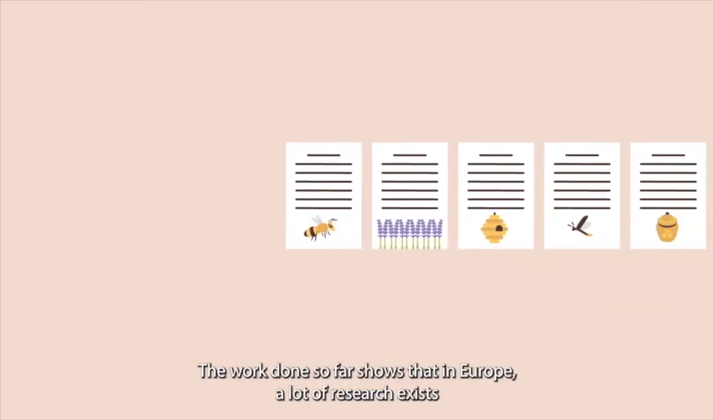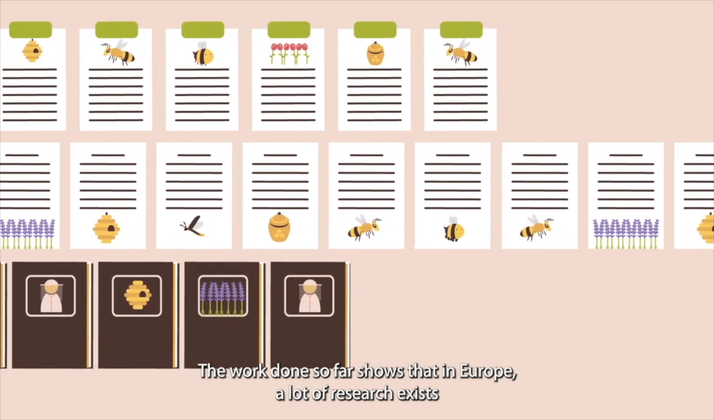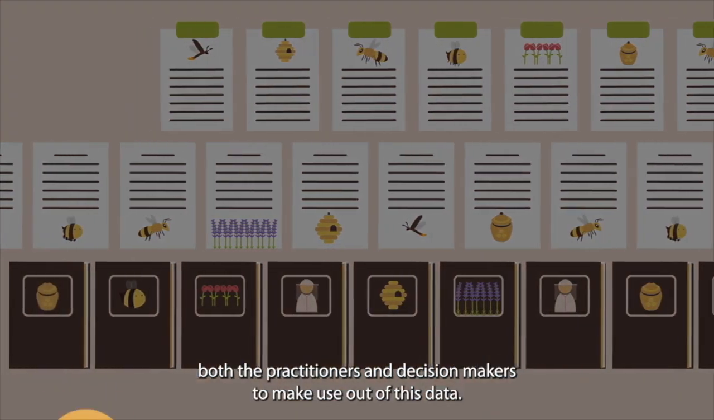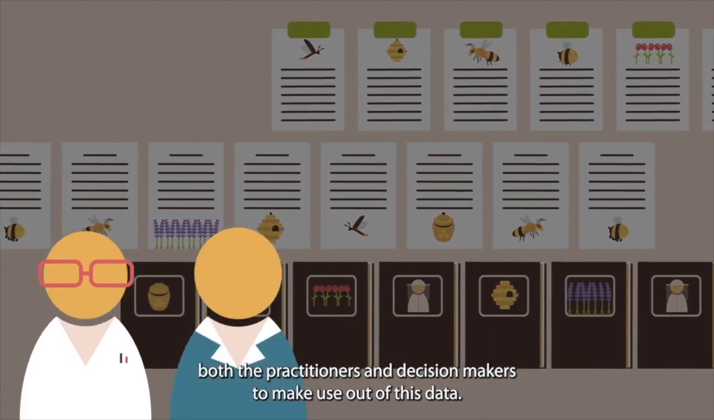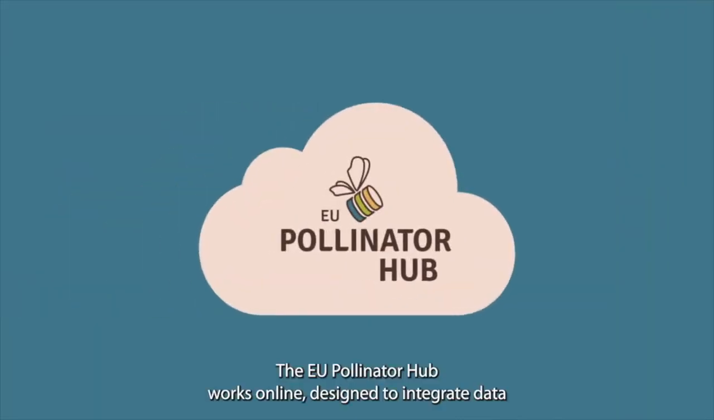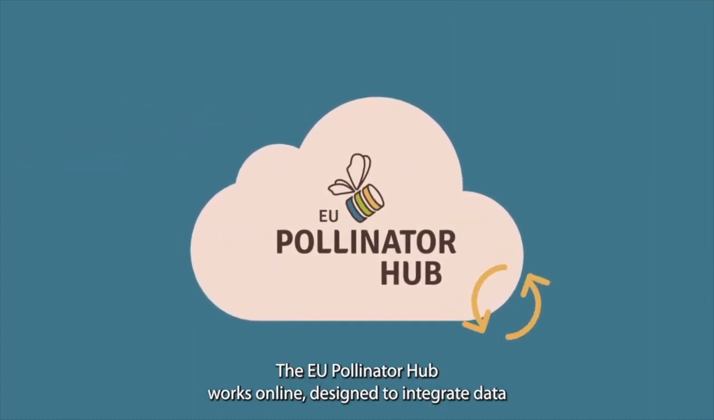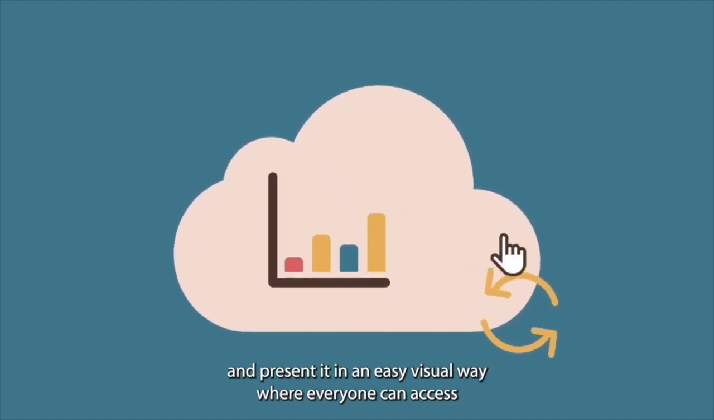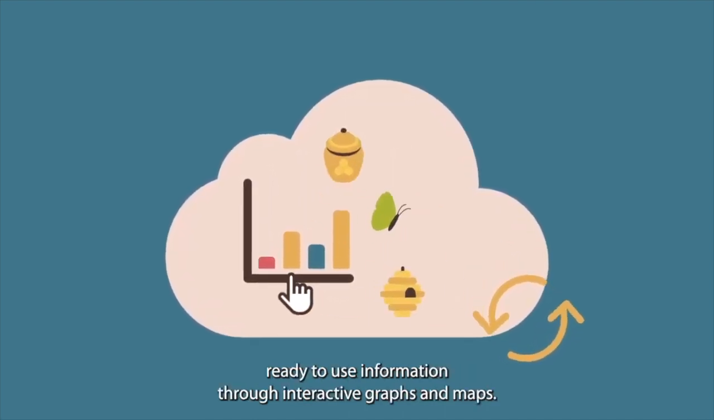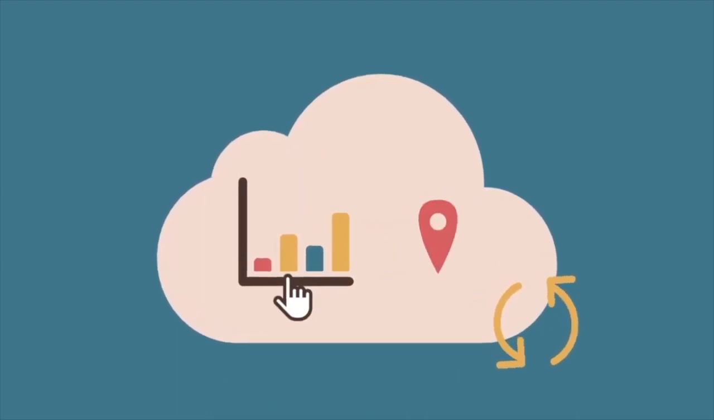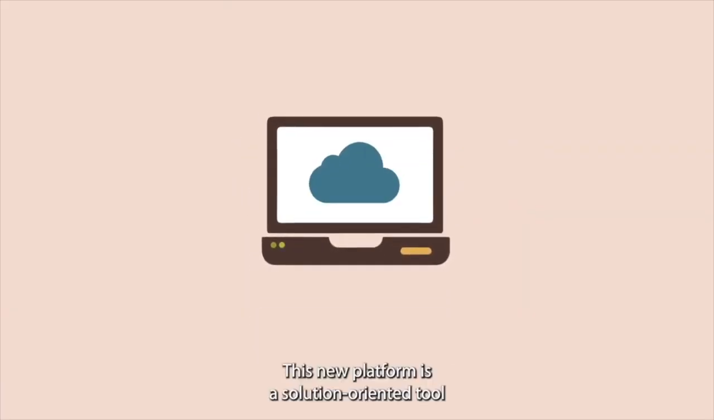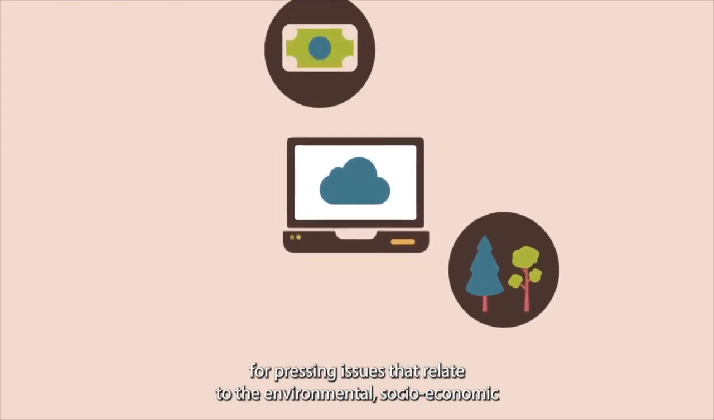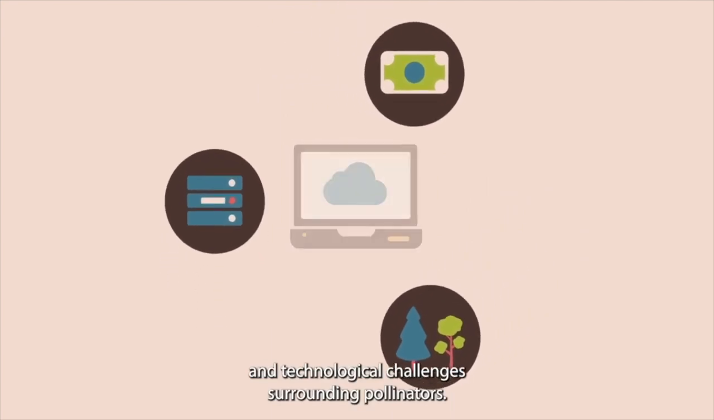The work done so far shows that in Europe, a lot of research exists about bees and pollinators, but in many cases, it is difficult both for practitioners and decision-makers to make use out of this data. The EU Pollinator Hub works online, designed to integrate data and present it in an easy visual way, where everyone can access ready-to-use information through interactive graphs and maps. This new platform is a solution-oriented tool for pressing issues that relate to the environmental, socio-economic, and technological challenges surrounding pollinators.